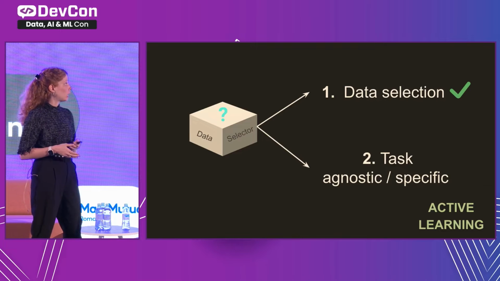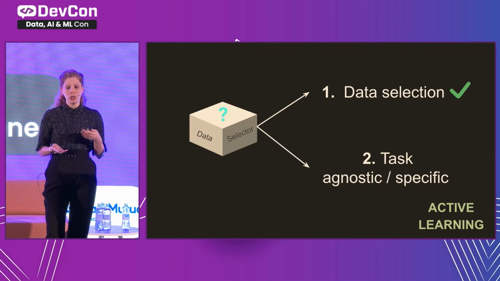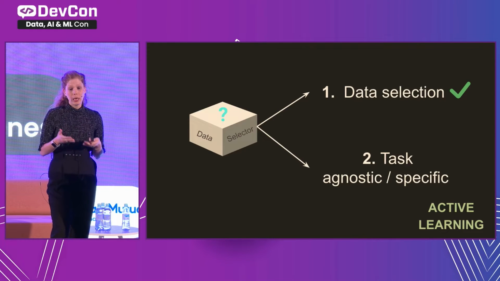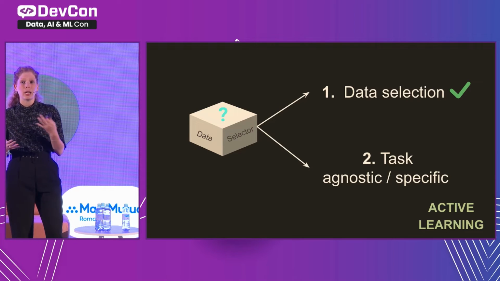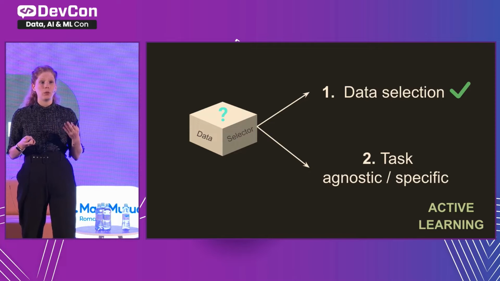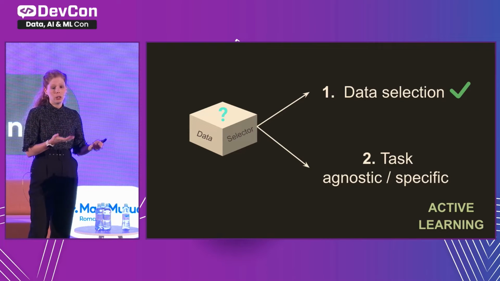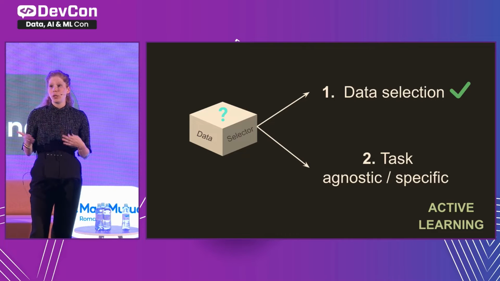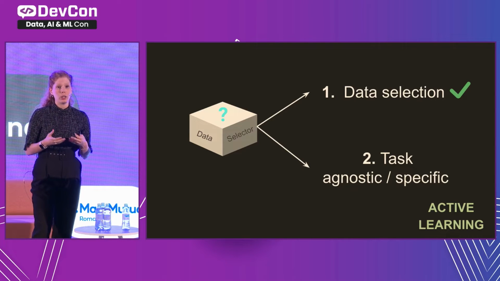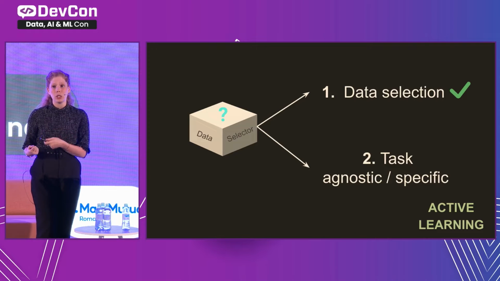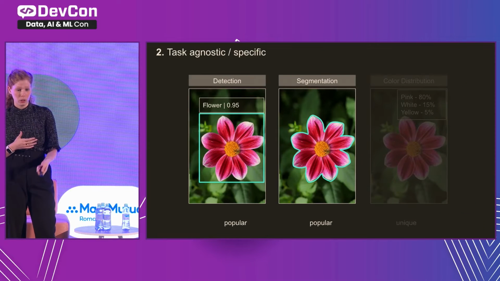Now let's talk about the second category, whether a method is task agnostic or task specific. Again, it's as it sounds: the active learning method can be task agnostic, which means that we can use it for more than one task. We can use the same method for detection and for segmentation, or it can be task specific, which means it is an active learning method that can be used only for segmentation tasks and not for detection.